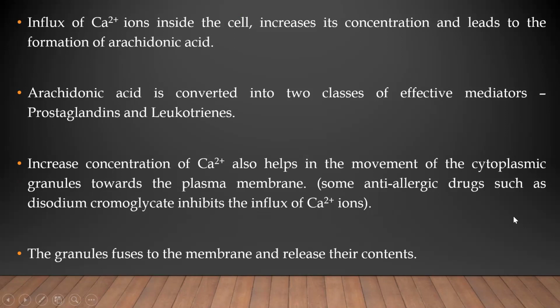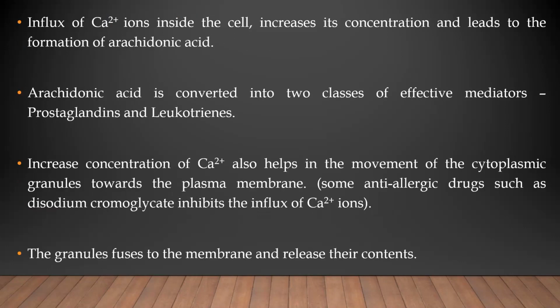All right. The increase in the concentration of calcium ion is not only going to help in the production of arachidonic acid, it is also going to help in the movement of the granules. Remember, I told you basophils and mast cells have a granular cytoplasm. So the increase in the concentration of calcium ion also helps in the movement of granules, and it also helps in the fusion of these granules to the membrane of the basophils and mast cells. So once they fuse to the membrane, what is going to happen? We all know degranulation occurs, and the active mediators are released into the surrounding medium. Did you understand? So you can see the calcium ion plays a very important role.